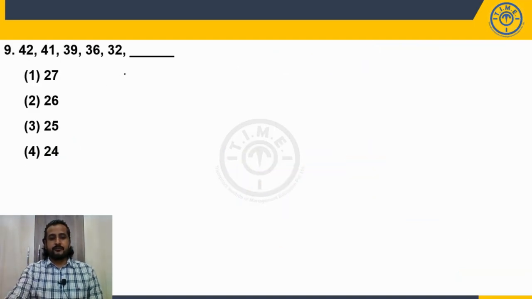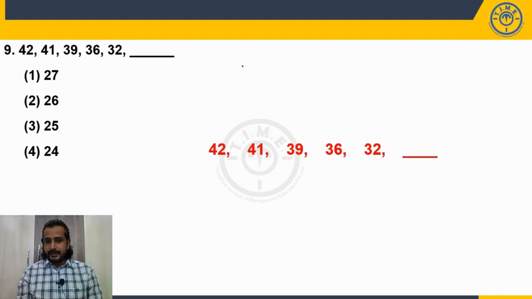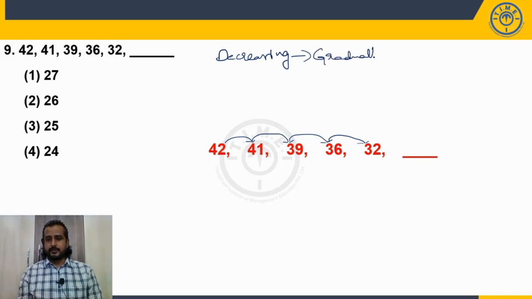42, 41, 39, 36, 32. So is the given series in an increasing pattern or a decreasing pattern? Decreasing pattern. The given series is in a decreasing pattern. Is it decreasing gradually or rapidly? Gradually. There is a small decrease from one number to the next. So decreasing gradually, again we are going to check the logic in difference.